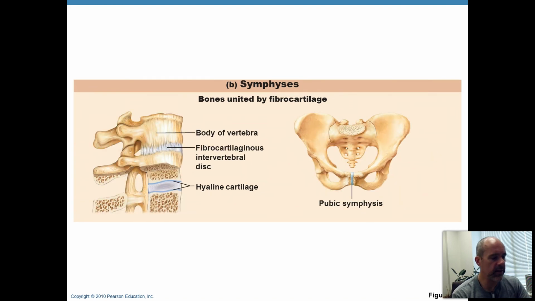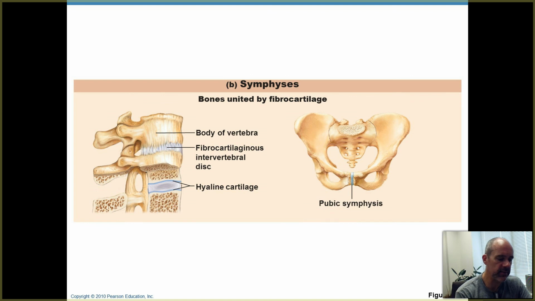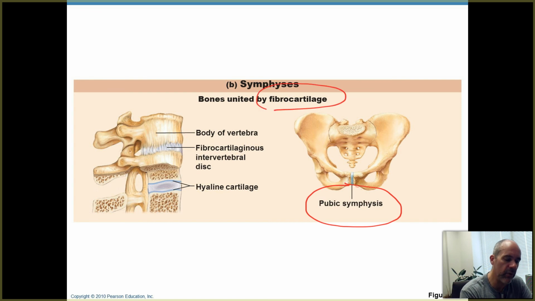All right, and then the other type, symphyses. Now, we talked about the pubic symphysis over on the anatomy side. Hopefully you've finished that up by now. That is a little pad of fibrocartilage. Symphysis joints have fibrocartilage. And again, that's like hyaline cartilage, but it's got a lot more protein fibers in it. So it gives it a tougher consistency.